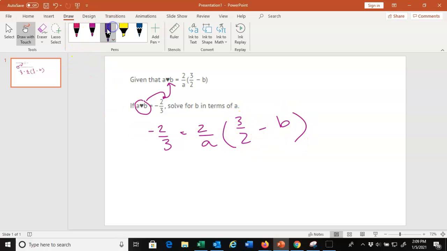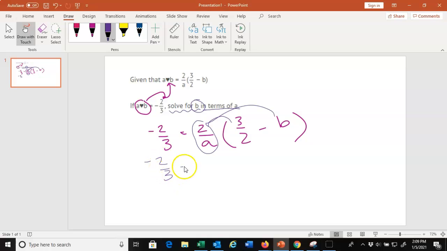Okay, now we have an equation that we can solve for B. It wants us to solve for B. And in terms of A, it just means that on the right-hand side, we'll have the A terms, and on the left-hand side, we want the B term. So right now, the B term is kind of stuck inside this parentheses. So we need to go ahead and get it out of there. So we're going to distribute the 2 over A.